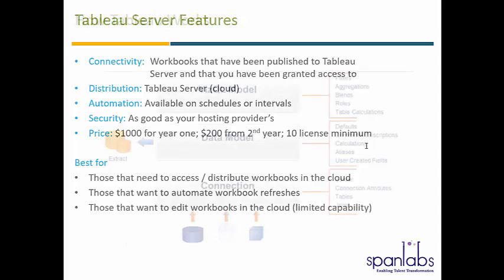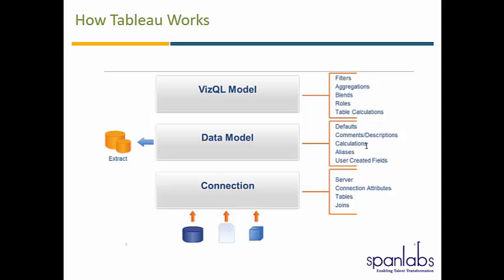In Tableau, we have connection, data model, and VisQL model. The connection part has server, connection attributes, tables, and joins. The data model has defaults, comments, calculations, and so on. The VisQL model has filters, suggests aggregations, blends, roles, and table calculations. And all of this is then extracted.